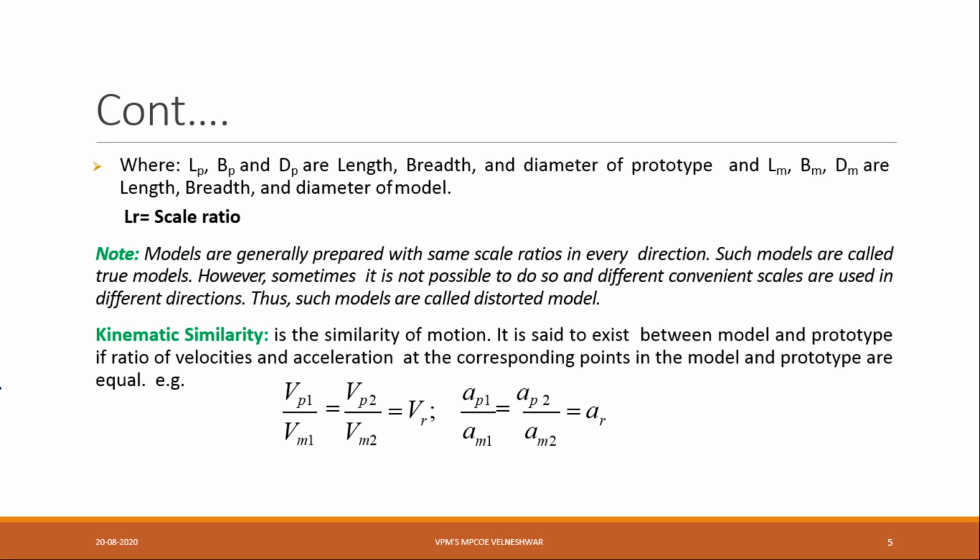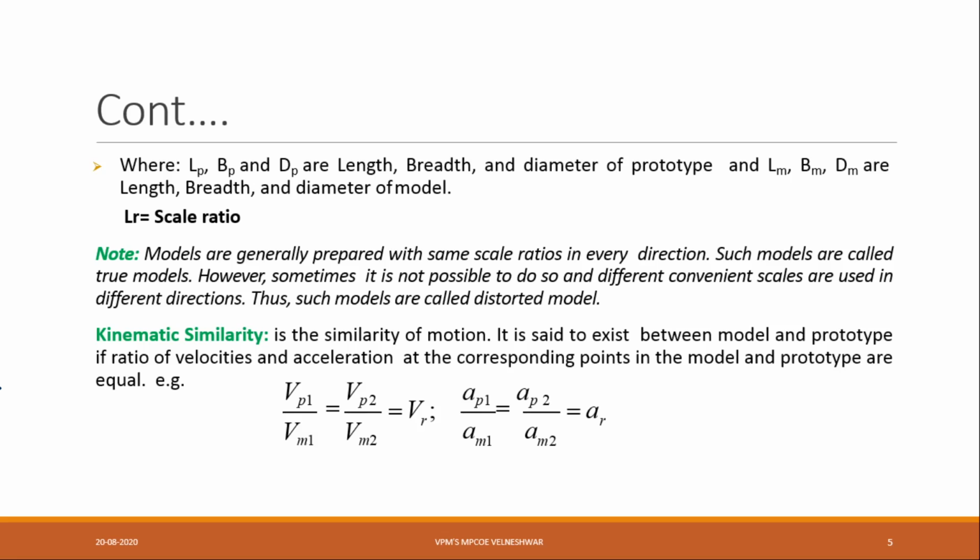Generally we have to show almost the same scale ratio in every direction. The scale ratio is the same, but here the scale means exact. For suppose if it is 1 kilometer, we won't make 1 kilometer here; 1 kilometer is equal to 1 meter we will take here. Such models are called true models. If you are following each and everything the same as it is, then we can say it is a true model.